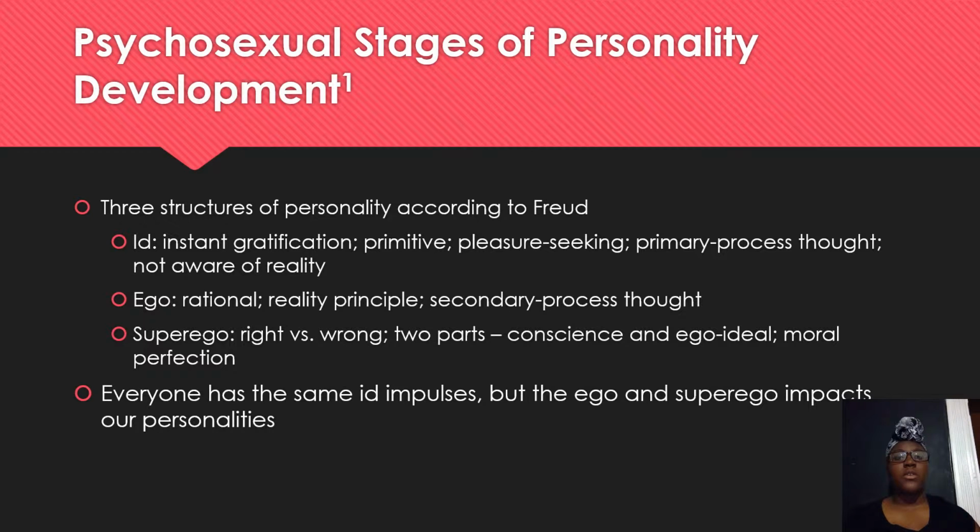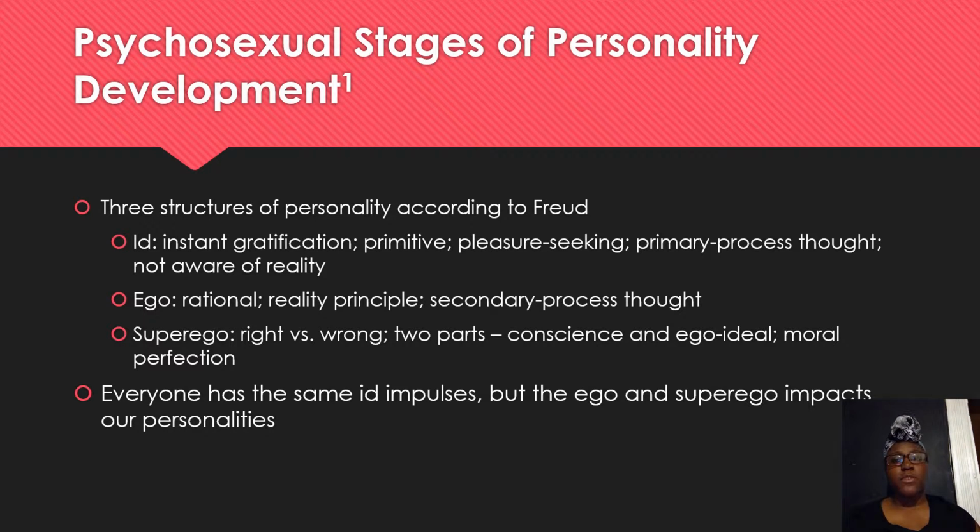The id can only satisfy its needs through a reflex known to Freud as the primary process thought. The ego is the more rational structure of personality. It tries to satisfy the needs of the id in a more practical manner with the reality principle. Unlike the id, the ego accounts for the secondary process thought, which adults are taught over the years to use as a way to satisfy the needs of their id.